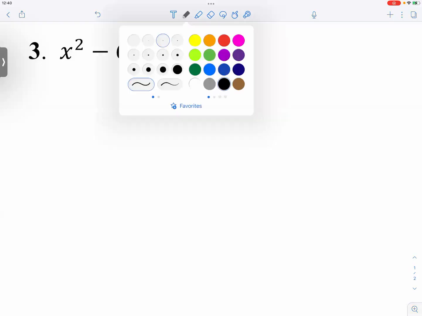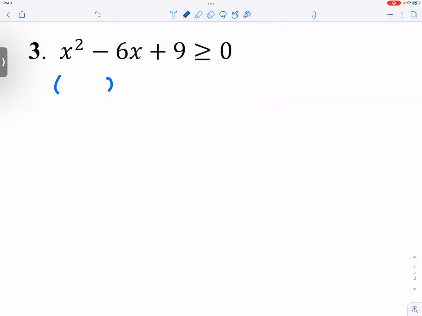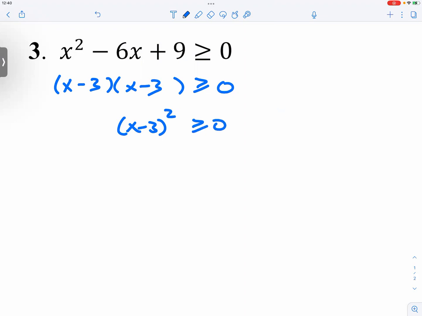For number 3, we will go ahead and factor this. And this would be x minus 3 times x minus 3. So it's x minus 3 squared. That's greater than 0. Again, we will temporarily set it equal to 0. So x minus 3 is equal to 0. X is equal to 3.